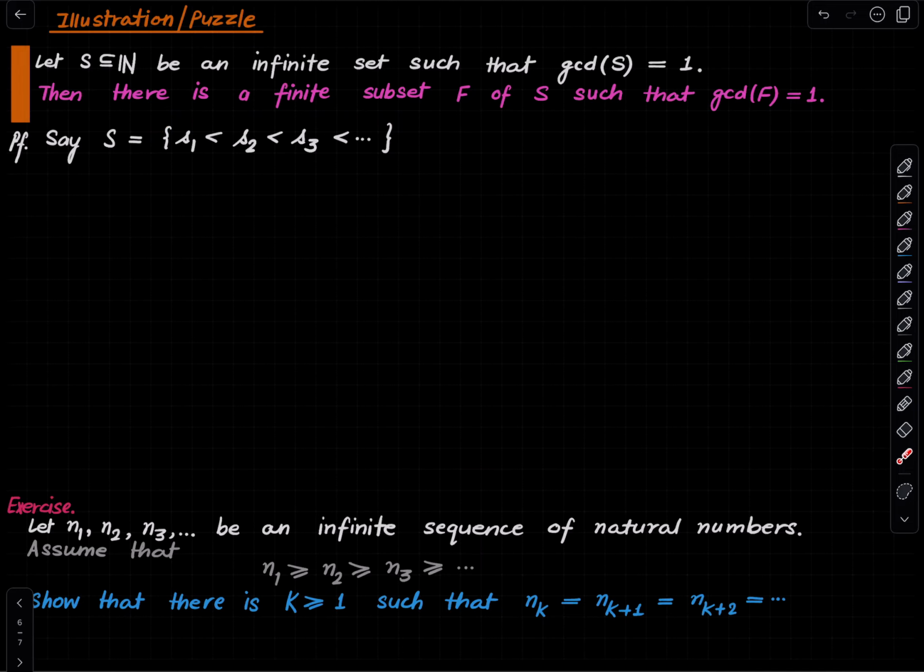Okay, so define. So let D1 be all divisors of S1, maybe I'll be even more formal, all positive divisors of S1.